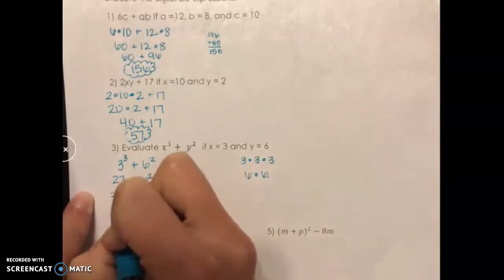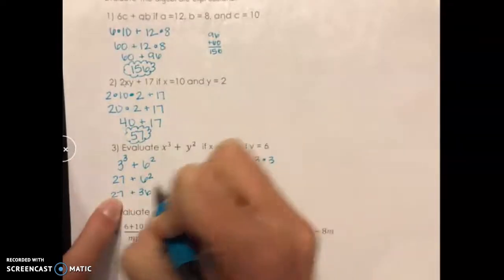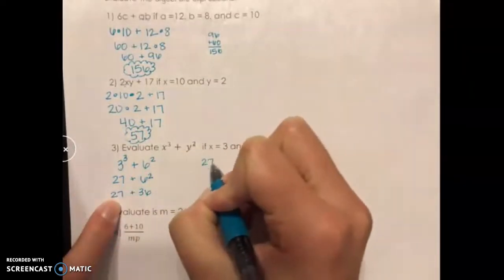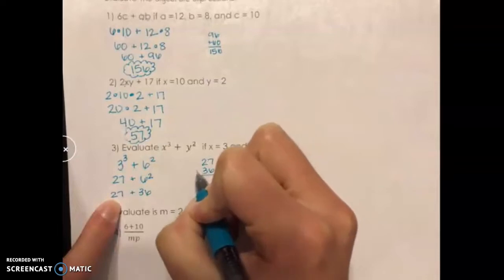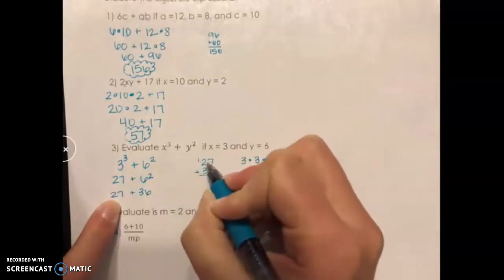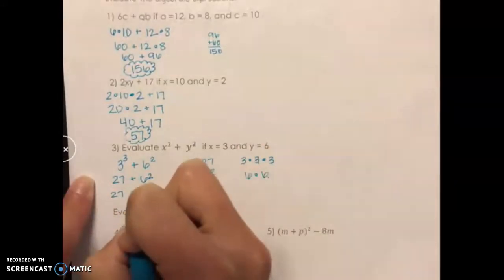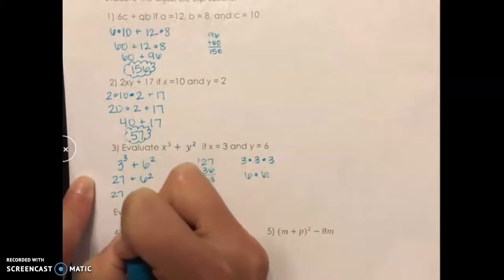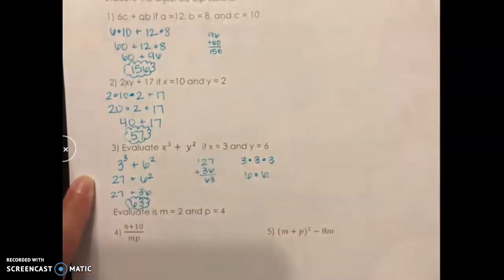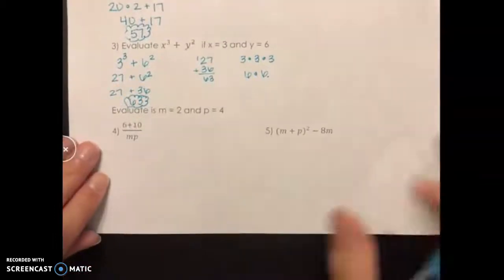So 27 plus 36. All right. I don't have anything left but to add, so 27 plus 36. 7 plus 6 is 13. Carry my 1. And I have 2 plus 3 is 5. 5 plus 1 is 6. So 63. All right, good job so far, guys. All right, moving right along.